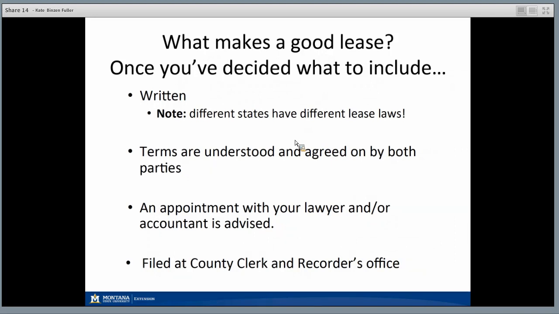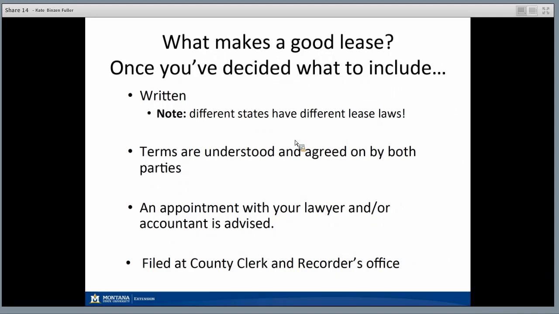Now, these other reasons: you want to make sure that terms are understood and agreed upon by both parties. You can file it at the county clerk and recorder's office. These are things that you can really only do if you have a written lease. So that's not to say there's no way you can understand and agree upon an unwritten lease. But if you have something that's written down, you have something that you can refer to when things come up.